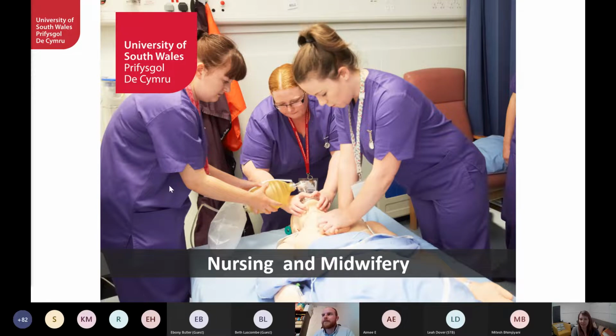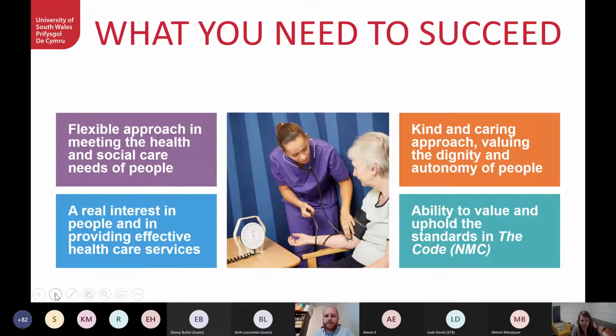Oh, this is the part where I need to remember how to move it along. Oh, Ollie's done it for me, thank you.